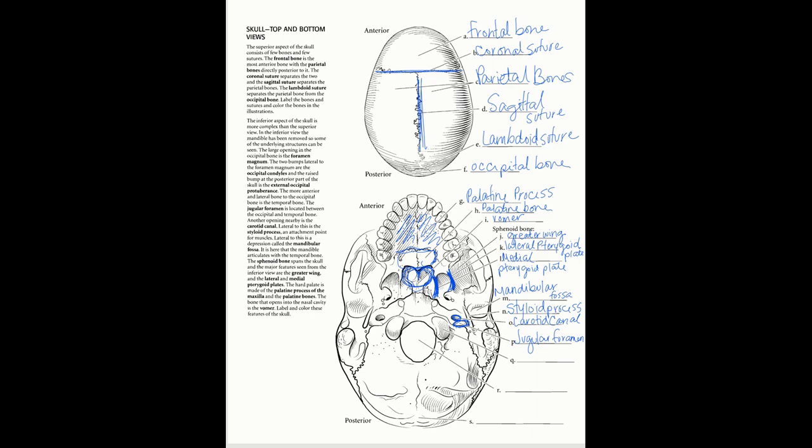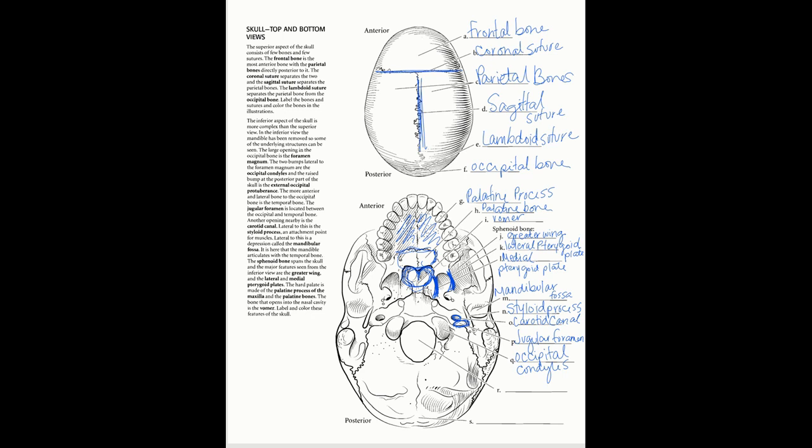Q is the occipital condyles. These are technically part of the occipital bone, and they connect to your C1 vertebra. They are involved in the nodding motion. So they are the other half of the joint required to nod.